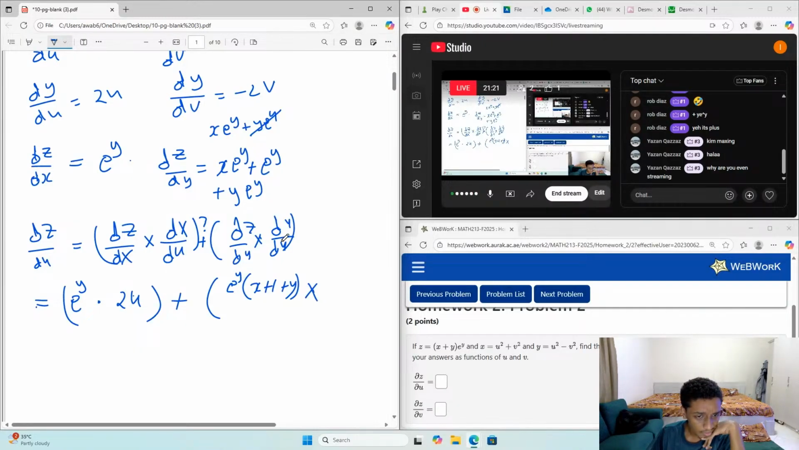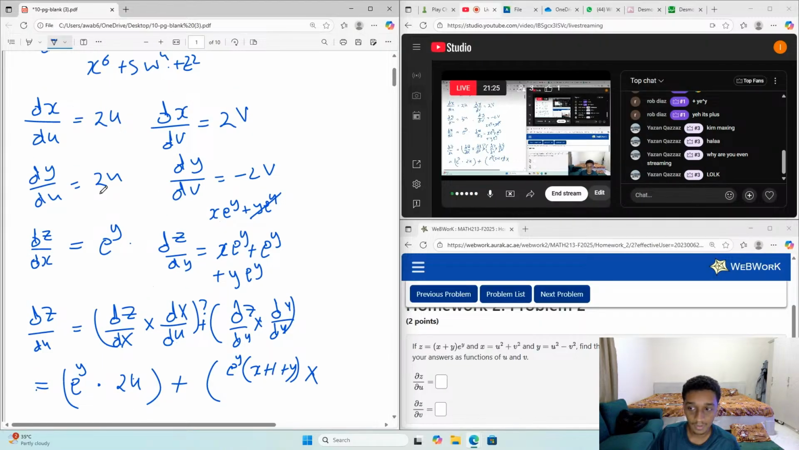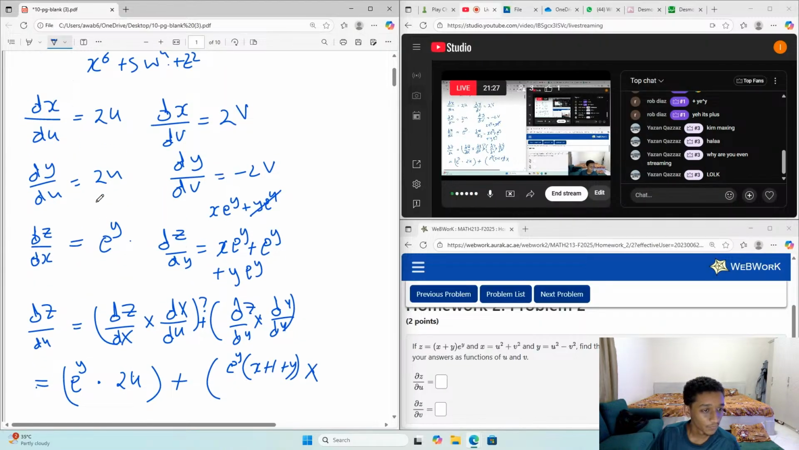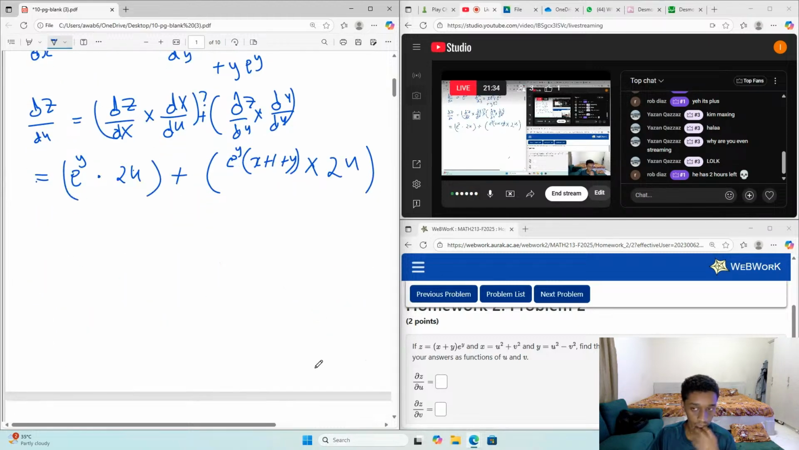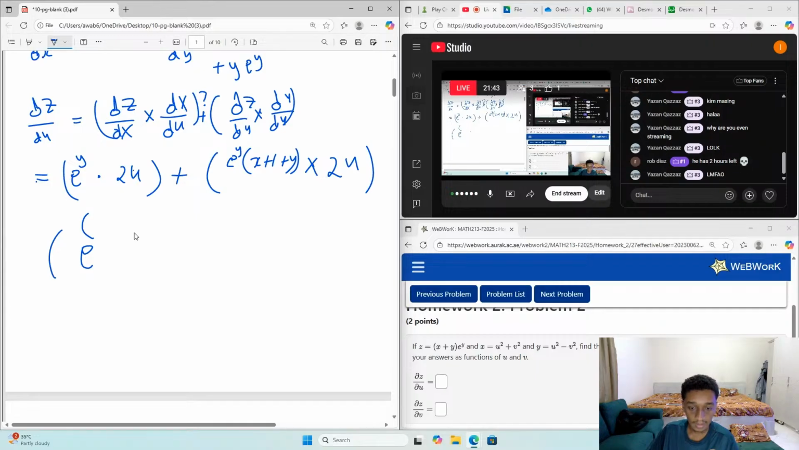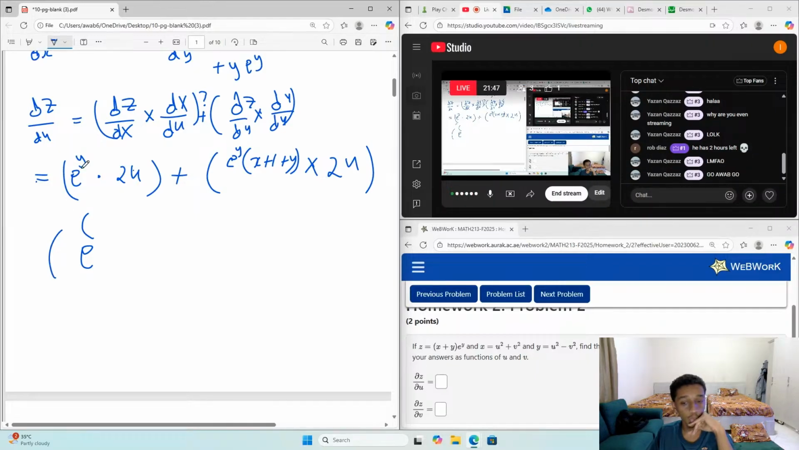Times dy over du. Where is dy over du? It's 2u. Okay, I think now we substitute u with, can I leave it like this, or I have to substitute y is equal to u square minus v square?